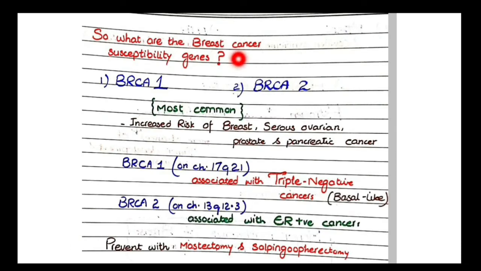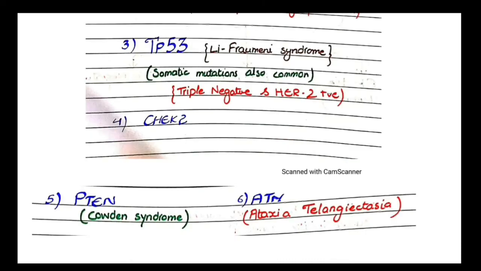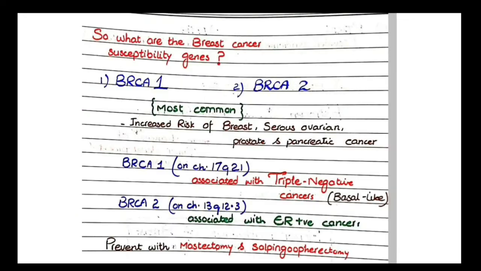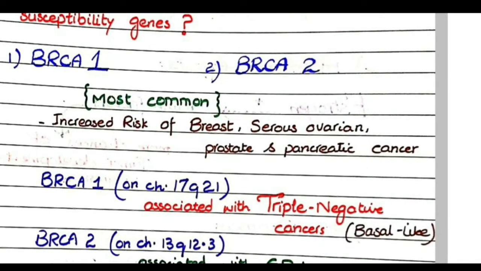Now, what are those susceptibility genes that result in breast cancer? There are 5 to 6 of these which you need to remember. The first and most important and most common are BRCA1 and BRCA2. And remember the very important point that these two genes, if they undergo mutation in both of their alleles, result in increased risk of not only breast cancer, but also serous ovarian cancer, prostate cancer, and pancreatic cancer. So you have to memorize the names of the cancers that can be caused by mutated BRCA1 and BRCA2. These are breast cancer, serous ovarian cancers, prostate and pancreatic cancers.